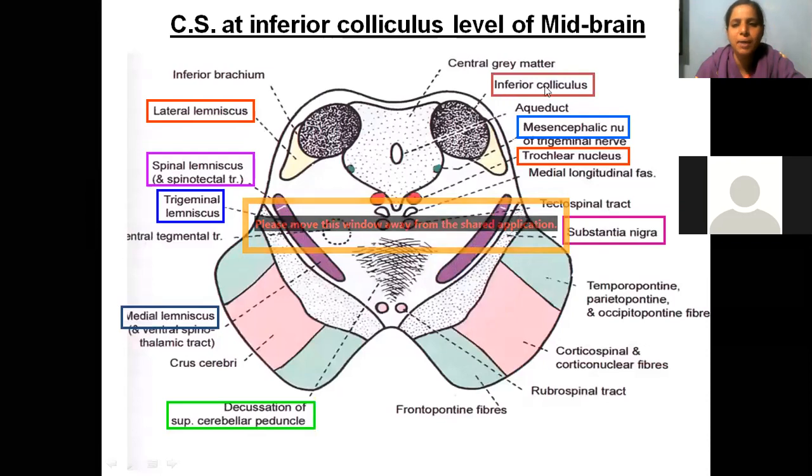You are cutting the brain at the level of the inferior colliculus. The midbrain is cut at the level of the inferior colliculus. This is the aqueduct of Sylvius. This is the periaqueductal gray, that means gray matter surrounding the aqueduct. Then you have cranial nerve nuclei like the mesencephalic nucleus and the trochlear nucleus. These are the decussations.